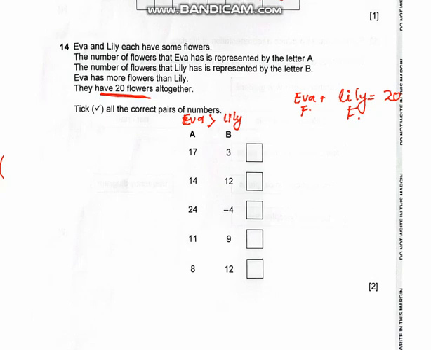So let's check the data. Eva's flowers must be greater. So 17 is greater than 3, so it can be a chance. So let's add them up together to check it out. 17 plus 3 is equal to 20, so it is a tick.